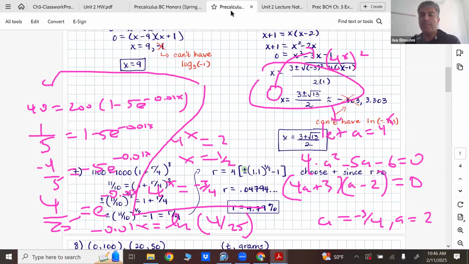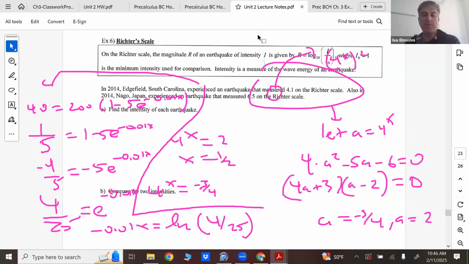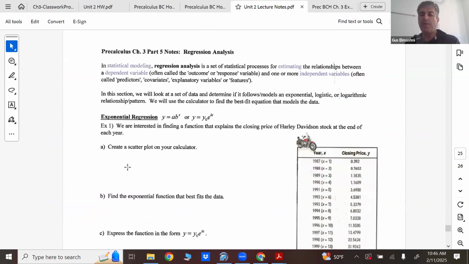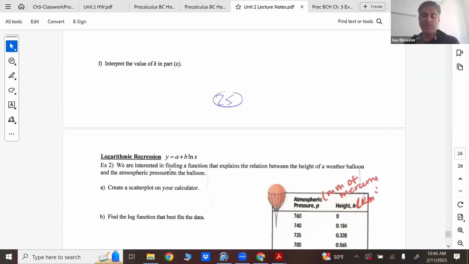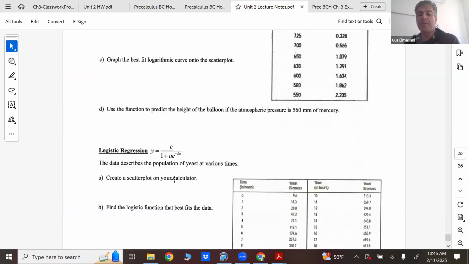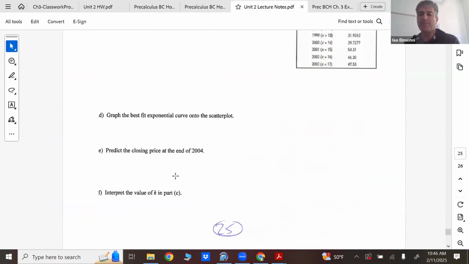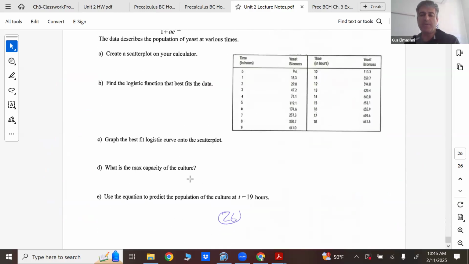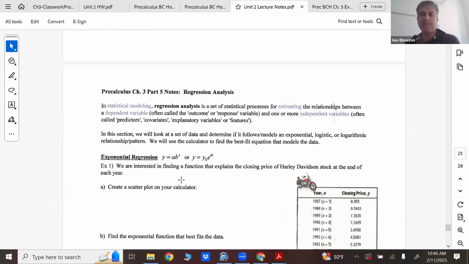Just so we're clear on what the expectations are, I'm not going to do chapter 3 part 5 notes. That's regression, like a scatter plot or best fit line stuff, but using logarithmic functions. Sorry, not logistic. There is logistic regression also, but we're not going to do that stuff. So I'm going to forego the last section. So 25 and 26, let's not worry about it. You can cross it off.